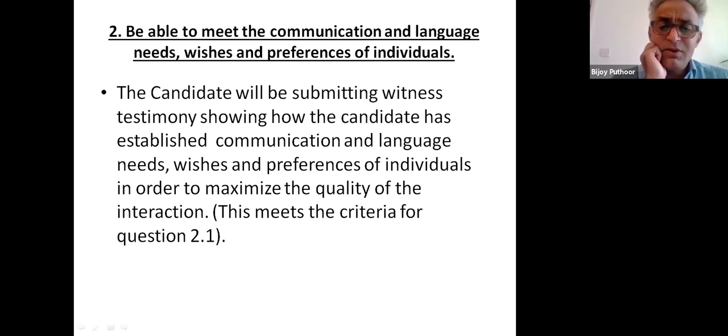So essentially, you're going to maximize the quality of life by supporting your service user. The person who is going to give the witness testimony is going to say that you have maximized the quality of interaction after taking the service user's communication, language needs, wishes, and preferences into consideration. So how have you done that? That's what they're asking you to do.